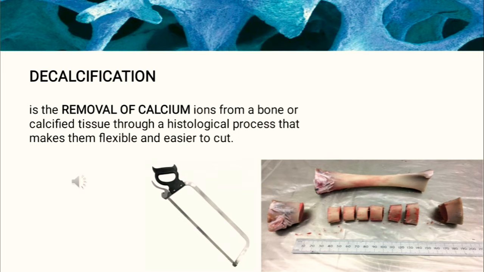The tissues such as the bone, teeth, atherosclerotic vessel, and tuberculous lungs are first cut into small pieces with a fine fret saw and trimmed with a razor blade to allow penetration of the decalcifying agent.